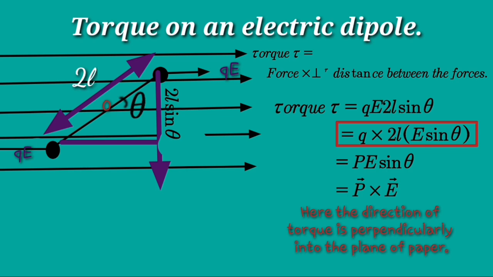Therefore, tau is equal to q into 2L into E sin theta, which is equal to PE sin theta, where P is the dipole moment of the dipole and q into 2L is equal to P. Since torque is a vector quantity, we can write this equation as P cross E. Here the direction of this torque is perpendicular into the plane of paper.